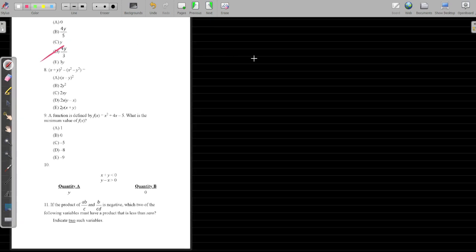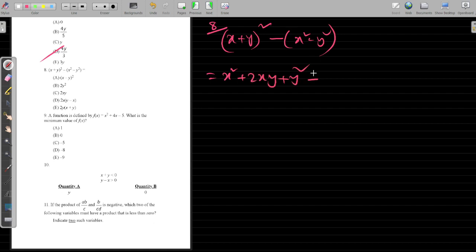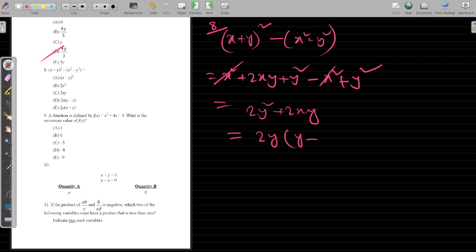Now the next one, number 8: (x + y)² - x² - y². Then this will be x² + 2xy + y², and this one will be minus x² minus y². Then x² and x² will cancel, and I will get 2y² + 2xy. If I take 2y common from here, then I will get 2y(y + x), right? So this is our answer.